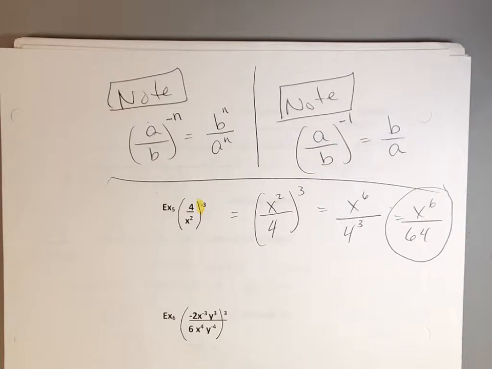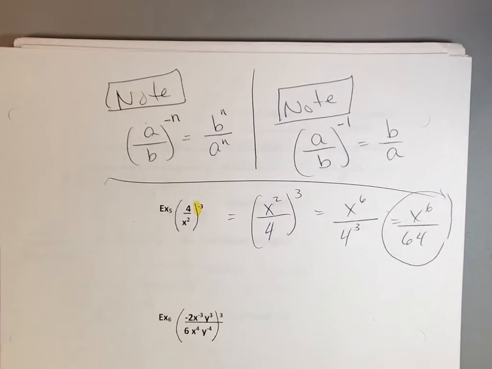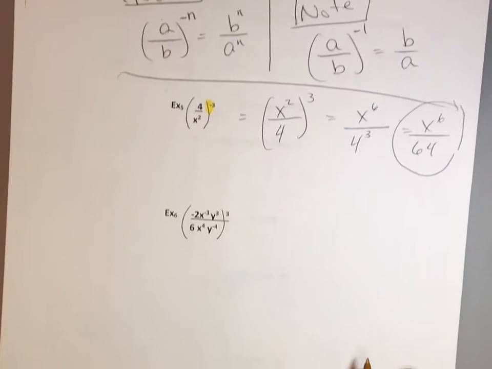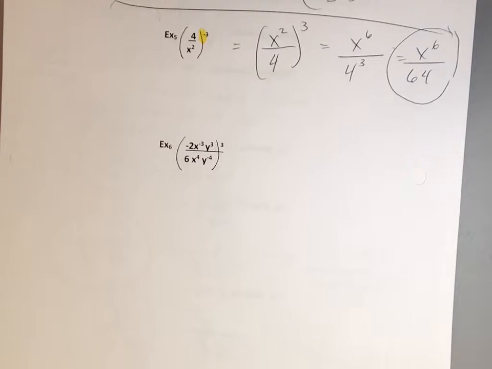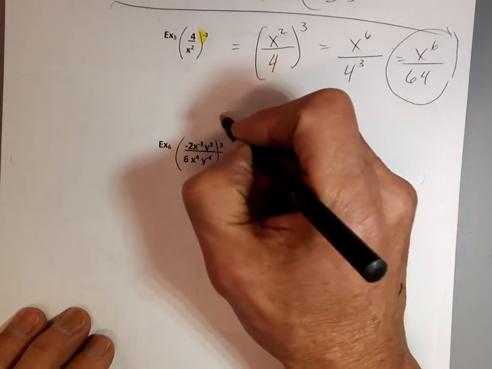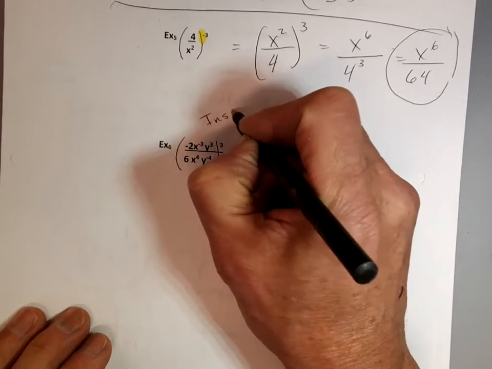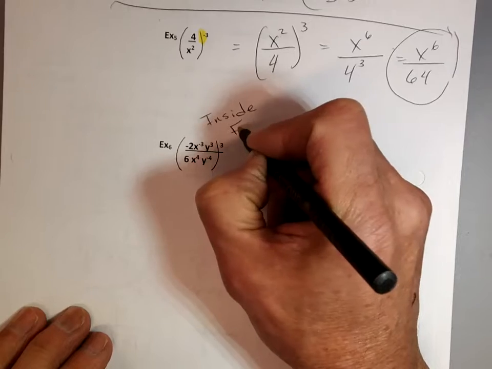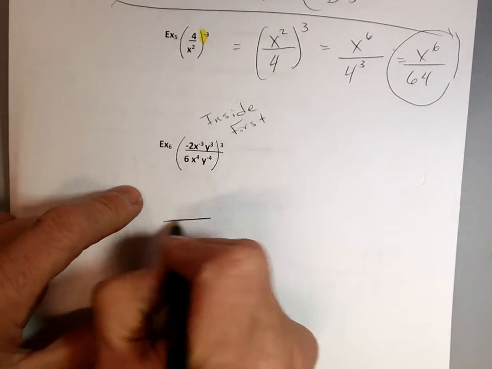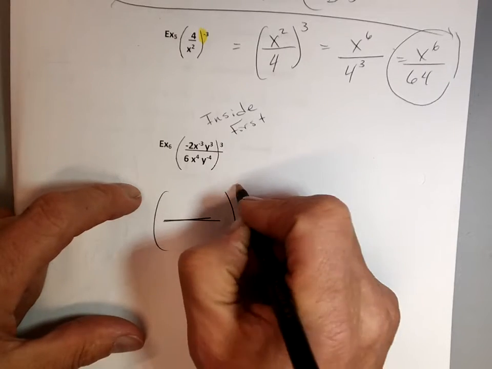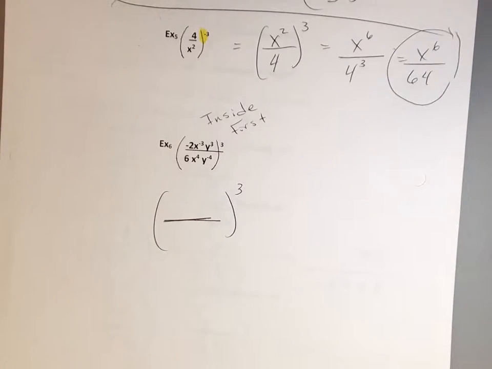Okay. Last one. Whoo! 6. I can do it. When I look at 6, I'm like, it looks like a mess. But let's try and simplify what's inside first. So let me go ahead, fraction bar, cubed. I'm just going to do what's inside first. All right, let's do whatever I can.